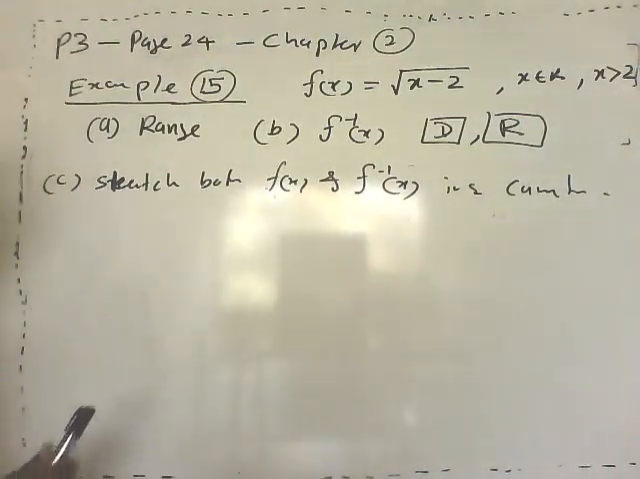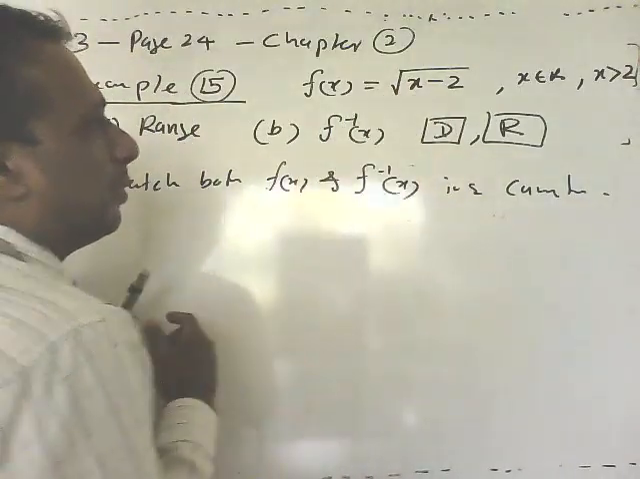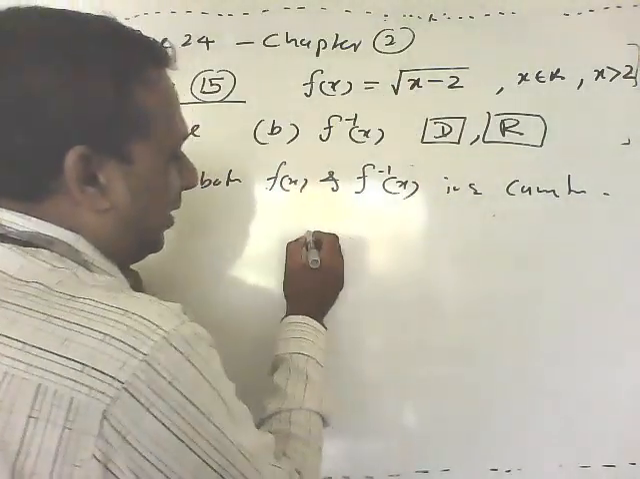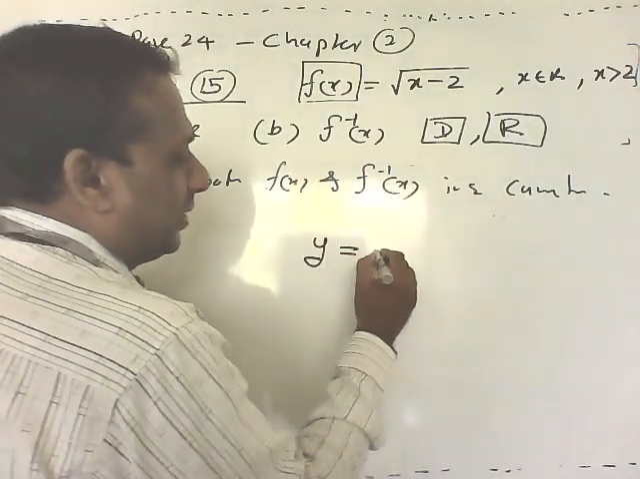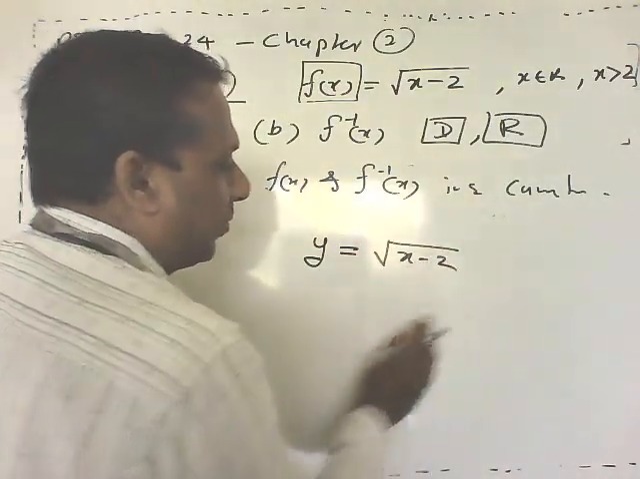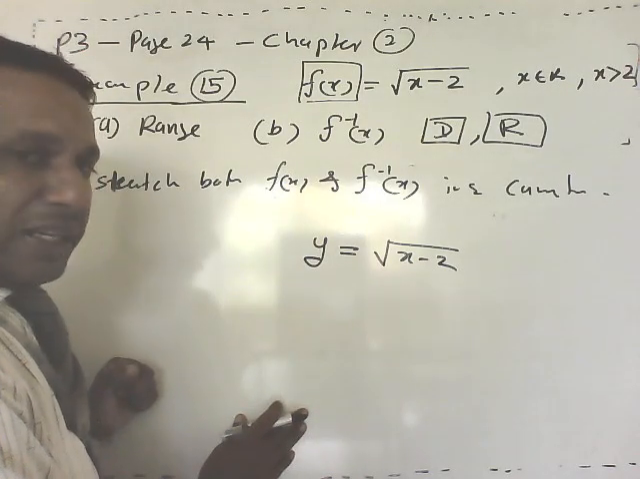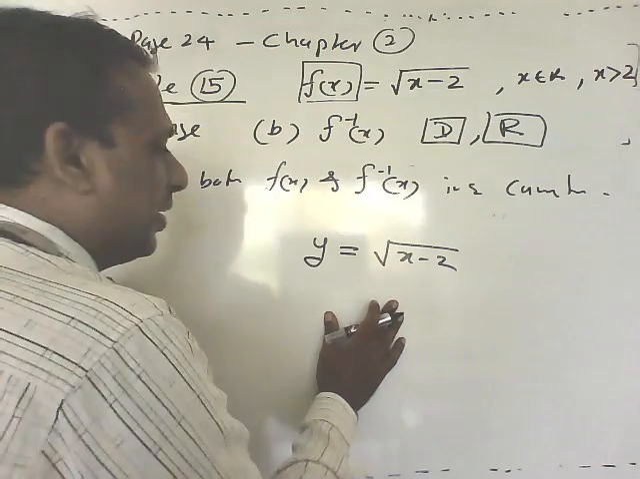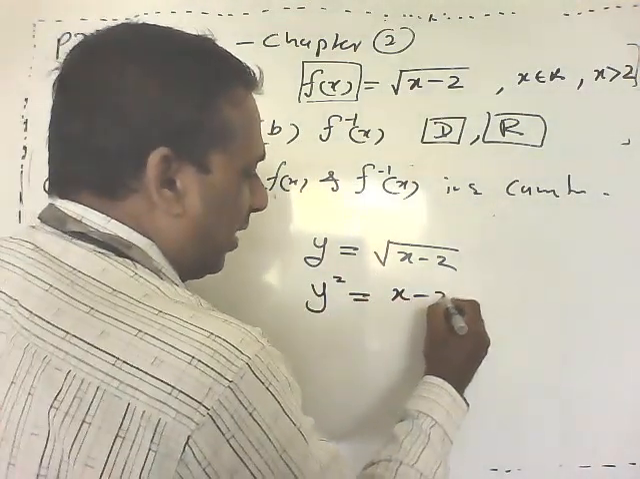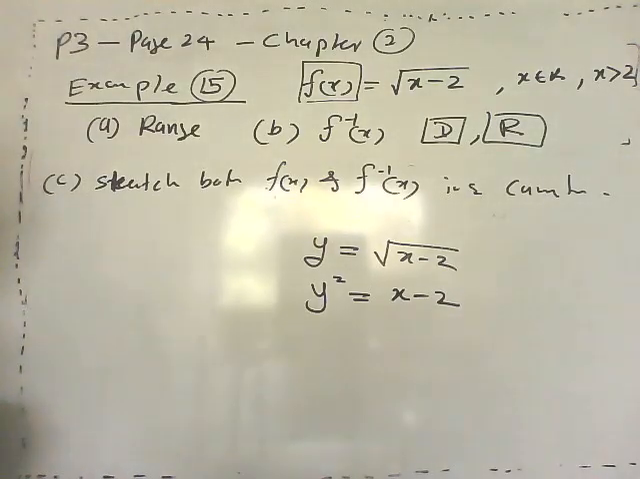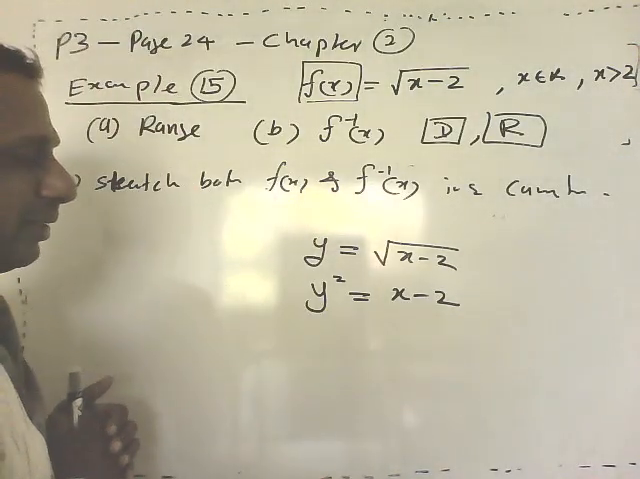Okay, so here we have to be a little careful. How are we going to plot this? We can consider this f(x) as y. So y is equal to the square root of x minus 2. Still, we don't feel comfortable. This is not a normal pattern. But if you make y squared equal to x minus 2, now it is going to be a little more familiar pattern. That is a quadratic.